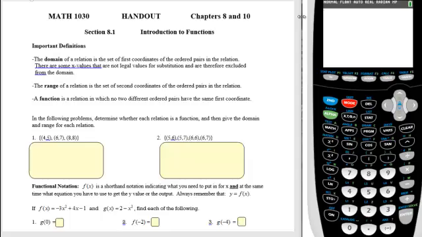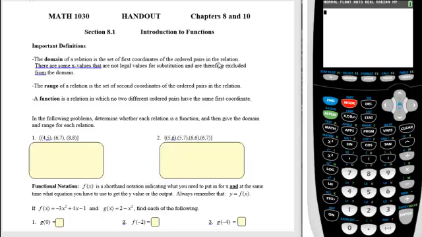There are some x values that are not legal values for substitution and are therefore excluded from the domain. For instance, if an x value we substituted in led to division by 0 in the denominator, that would be excluded. The range of a relation is a set of second coordinates of the ordered pairs in the relation, or your y values. A function is a special relation in which no two different ordered pairs have the same first coordinate. In the following problems, we're going to determine whether each relation is a function and then give the domain and range for each relation.